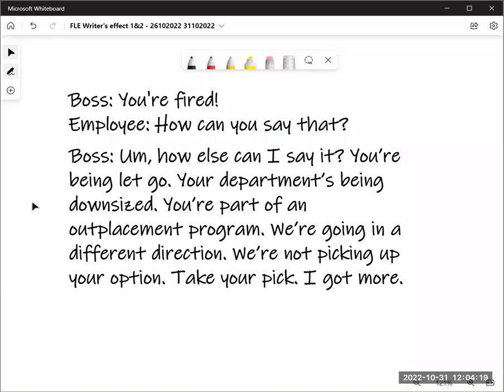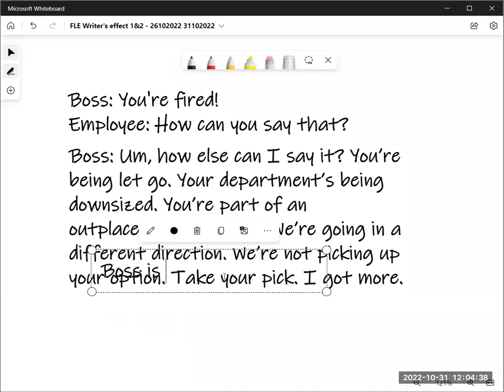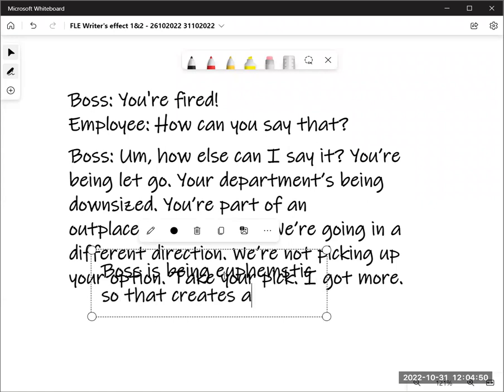Some twist. The employee is like, how can you say that? How can you fire me? But the boss is giving a twist. He's not answering his question. He's just saying the same things in different ways. He's indirectly saying it, being euphemistic. So I'll just write here, boss is being euphemistic. So that creates irony, an ironic twist, and humor.